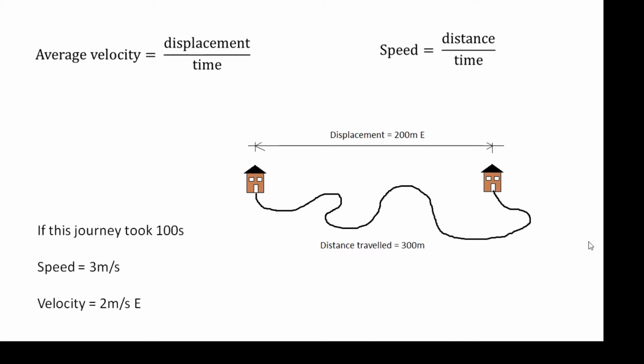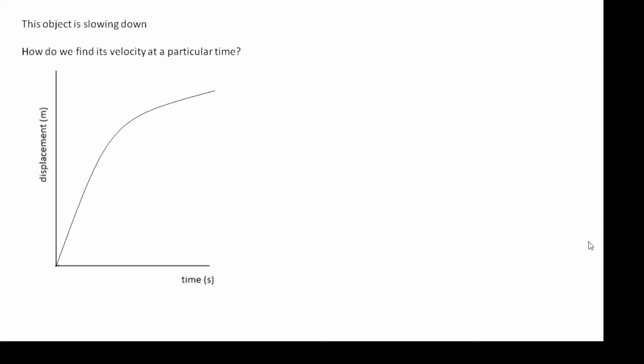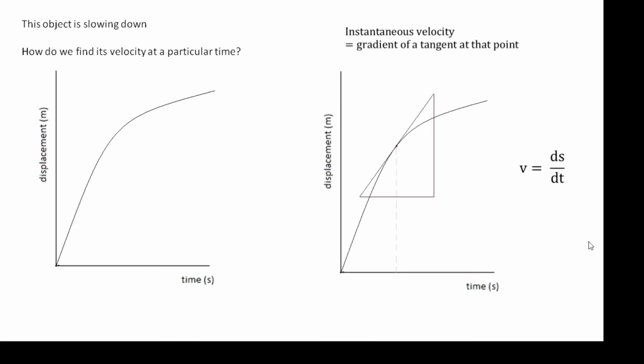From now on, I'm just going to talk displacement. If it's distance in a certain direction, then it's displacement. Now, this object is slowing down, so how do we find its velocity at a particular time? What we do is, at that particular time, you mark it on the graph, on the curve, and then you get the gradient. And the gradient tells me the rate of change of displacement at that time.